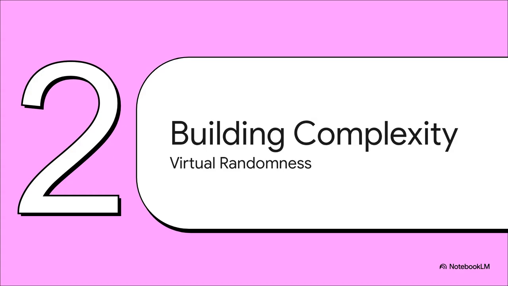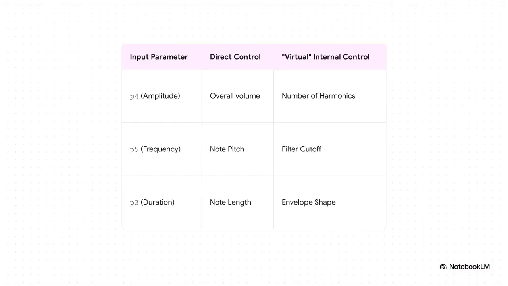So, how does this actually work in practice, right? How do we get all that rich detail from just 5 inputs? Well, the secret lies in using those inputs to drive internal processes, especially what we can call virtual randomness. This right here is where the magic happens. We start creating these powerful hidden links between parameters. So, for example, the amplitude, P4, doesn't have to just control volume. Internally, we can tell it to also control, say, the number of harmonics. So a louder note could automatically sound brighter and richer. A higher frequency note could have a slightly different filter setting. The parameters all become interconnected.